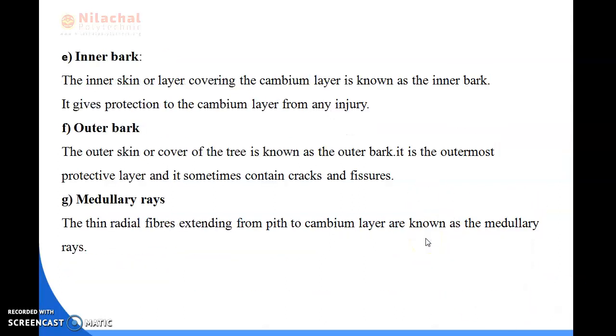The inner bark, the inner skin or the layer covering the cambium layer, gives protection to the cambium layer from any injury. Next is outer bark. The outer skin or the cover of the tree is known as outer bark and it is the outermost protective layer. Next is medullary rays. The thin radial fibers extending from the pith to the cambium layer are known as medullary rays.